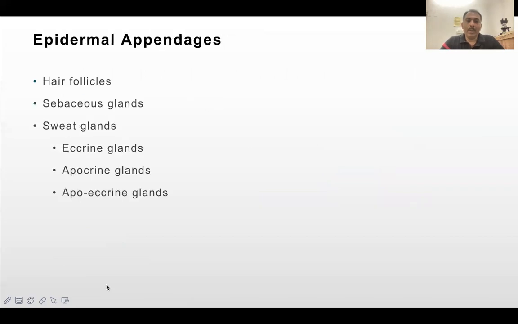Now coming to the epidermal appendages. These epidermal appendages are invaginations of the epidermis into the dermis, and several structures sprout out from these appendages, being the hair follicles, the sebaceous glands, and the sweat glands. The sweat glands are further divided into three types: the eccrine glands, the apocrine glands, and the apoeccrine glands.